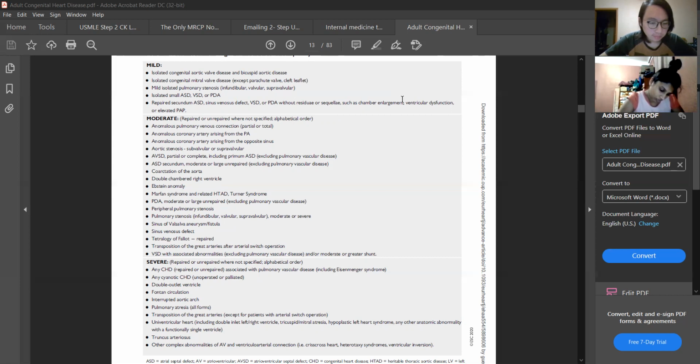The fourth T, truncus arteriosus. The fifth T, total anomalous, A-N-O-M-A-L-O-U-S, total anomalous pulmonary venous return, or total anomalous pulmonary venous connection, the same thing. In short, TAPVR or TAPVC, the same thing.